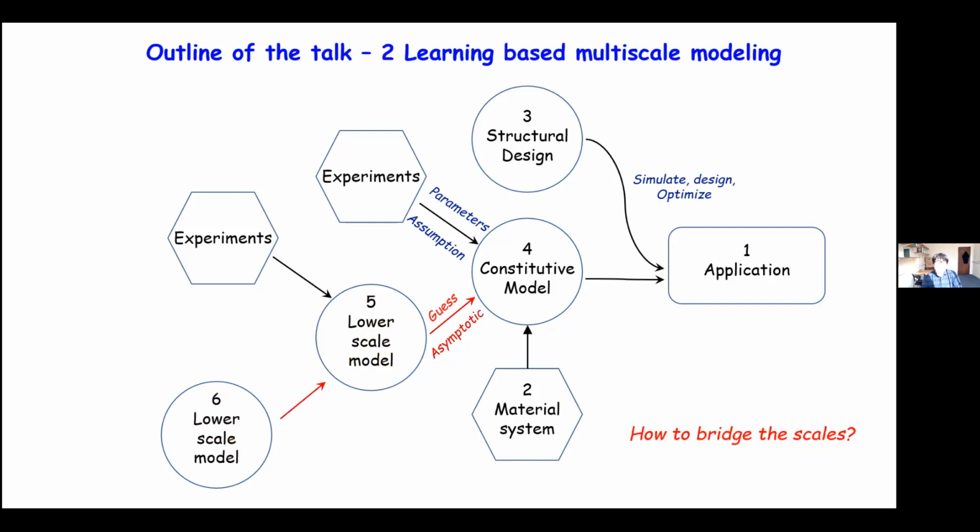Now, the second part of my talk is: suppose we have all these high fidelity models at each length scale working very well. How are we going to bridge the scales? And how can we do it efficiently and fast? So that, by the end of the day, we can have some hope that we can use this lower length scale physics to directly inform our mechanical design, right?